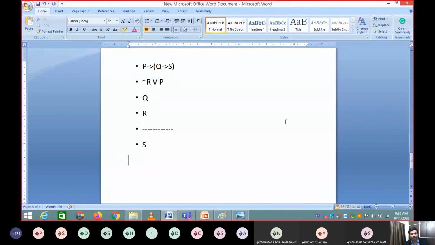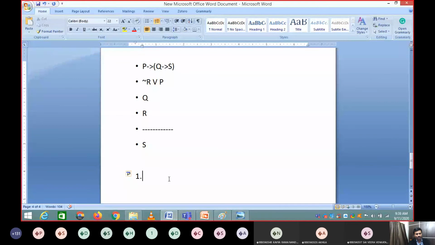So this is what the question is. Is the inference that S is valid or invalid? Is the inference valid or invalid? S is right or wrong? S can be inferred from these 4 statements. Yes, sir. Yes. Okay, we'll proceed then.